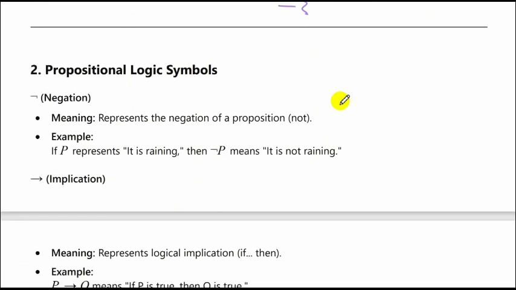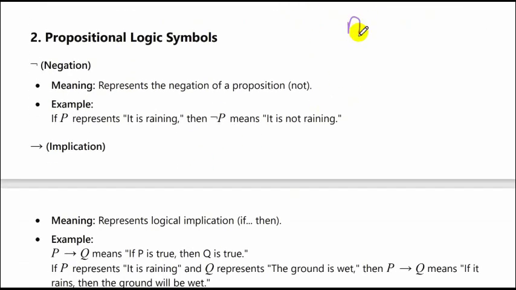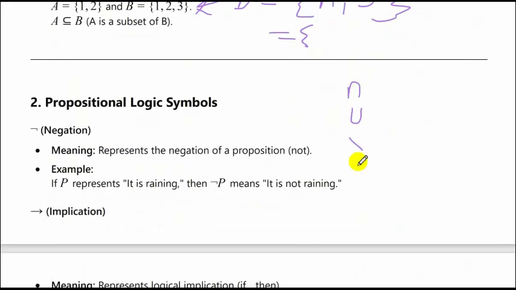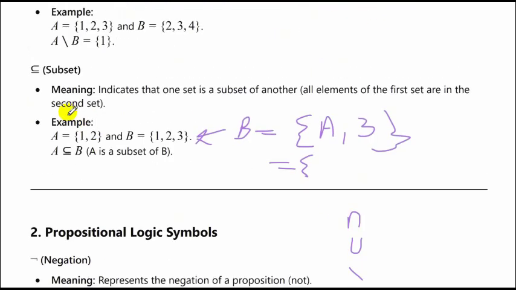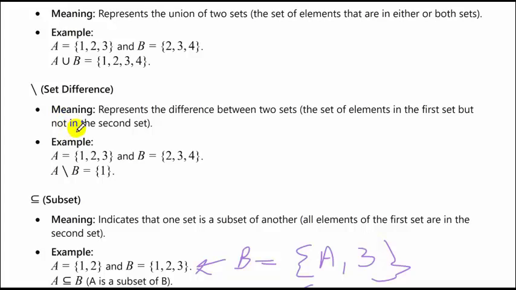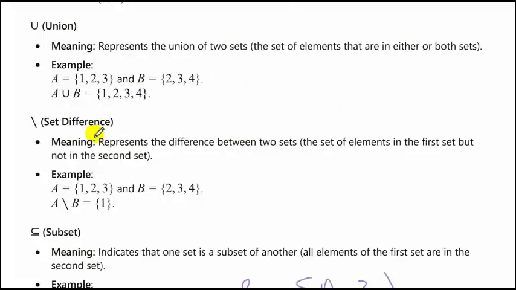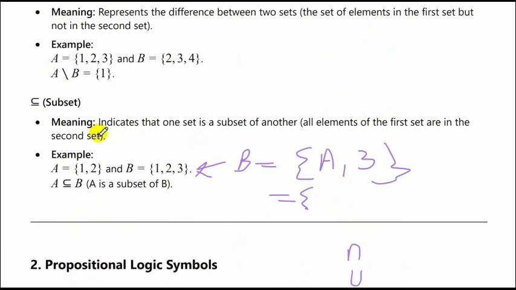So let us revise all the symbols. We have this symbol, we have the union symbol, we have the slash symbol, and what have I missed? The subset symbol. Now, the difference, this is a set difference, and the first one was intersection, then union, set difference, and subset.